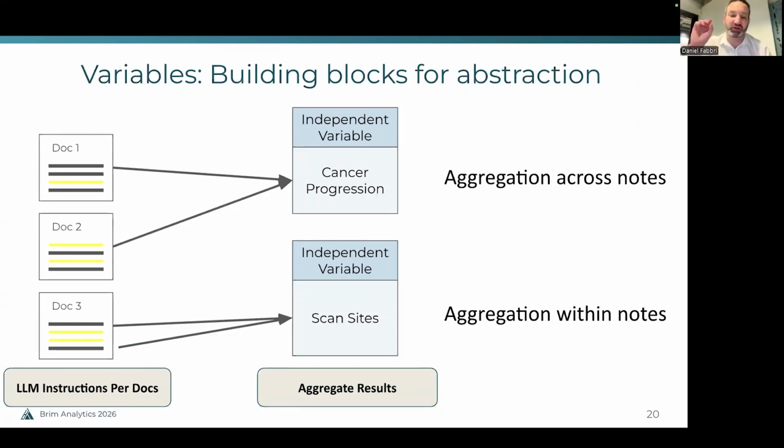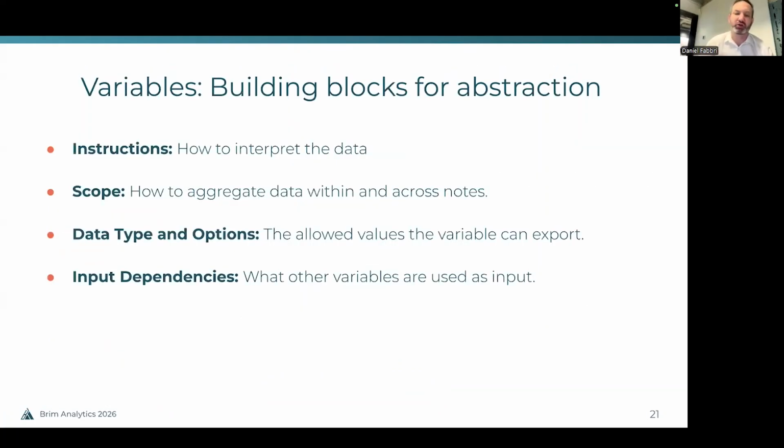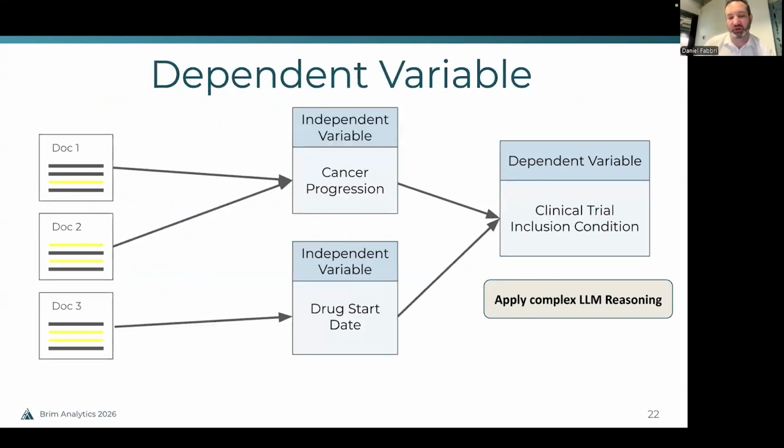And because we're using focused LLM tasks, we're able to dig specifically into a specific document and compare across documents to create, for example, aggregations about cancer progression or aggregations about scan sites. So in our view, a variable here is the atomic unit of abstraction. It has some set of instructions. It has a concept of scope of how we aggregate data, whether it's across documents or across a patient. It has some type. It also has potentially dependencies. So one variable can be abstracted to feed into another.